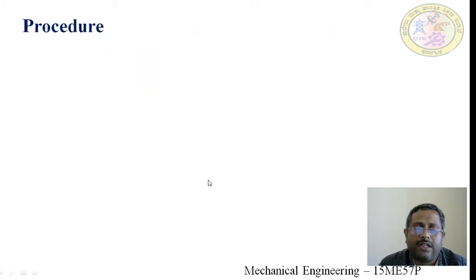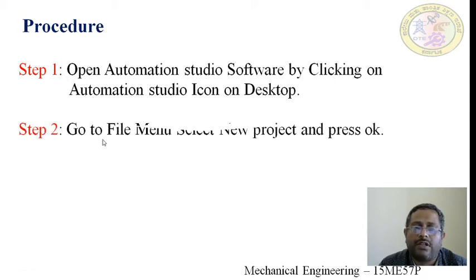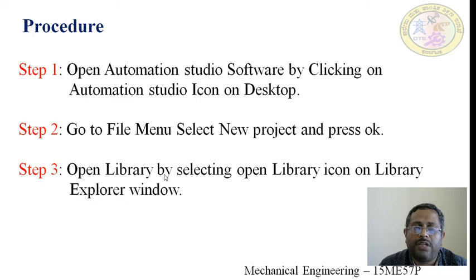And next we will see what is the procedure to do these things in Automation Studio. For that, in step 1, we have to open the Automation Studio software by clicking on the Automation Studio icon on the desktop. After opening it, we have to go to File, select a new project and press OK. Next, in step 3, we have to open the library by selecting the Open Library icon in the Library Explorer window. That is the first icon in the Library Explorer window.